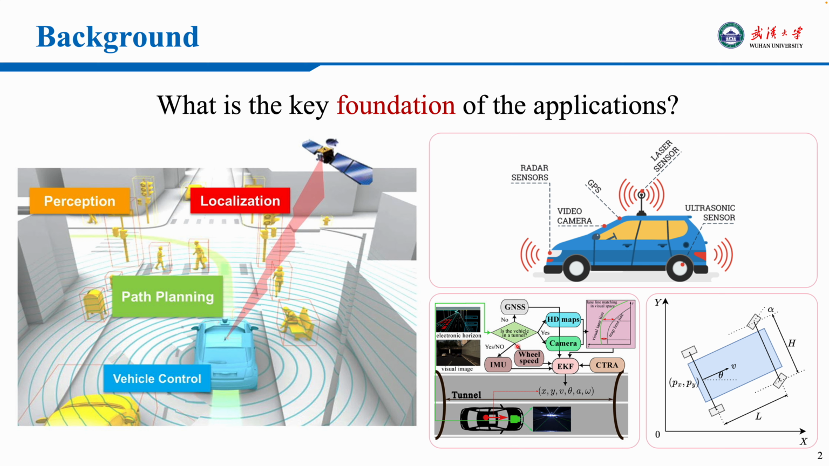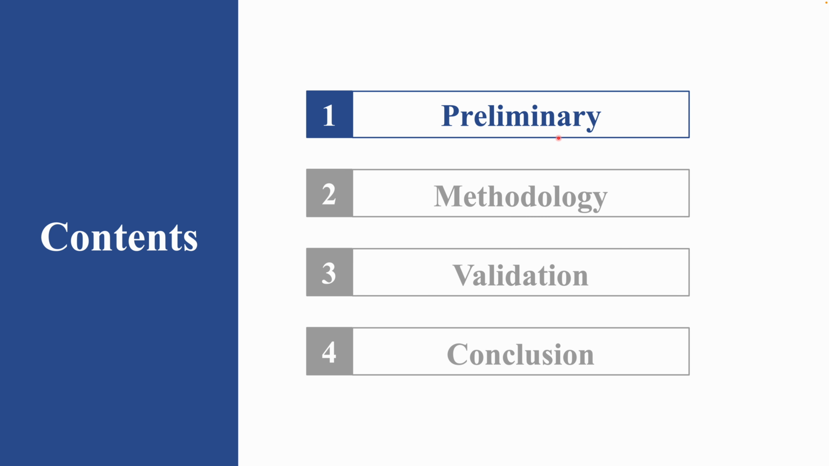So, is there a simpler approach? Actually, we can use the vehicle's own motion constraints to improve its state estimation. That's the motivation behind my work, to explore a lightweight and general method for enhancing vehicle state estimation. Let's start with a basic kinematic model built on simple geometry and algebra.